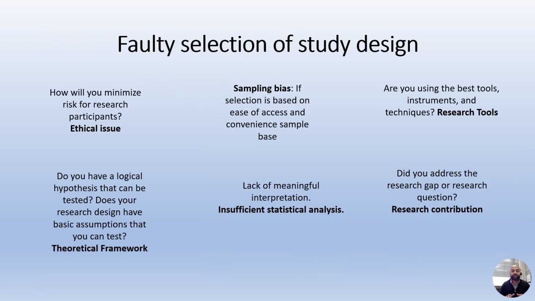So the first kind of errors that can be caused in hypothesis testing can be broadly classified under a faulty research design. Let's discuss some different examples of what is considered a faulty research design, which can then lead to error in hypothesis testing. So the first one is where we have not addressed a particular ethical issue, or you have not identified or minimized risk for the research participants.